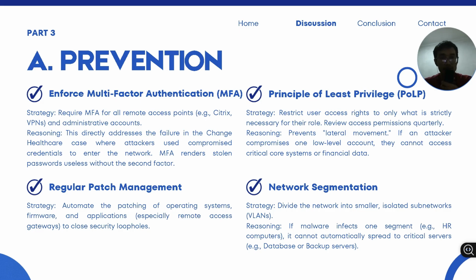And the second one is the principle of least privilege, or POLP. The strategy is to restrict user access rights to only what is strictly necessary, so users can only do what is necessary for their role. Why? Because it will prevent lateral movement. If an attacker compromises an account, they cannot access critical core systems or financial data because access is strict.